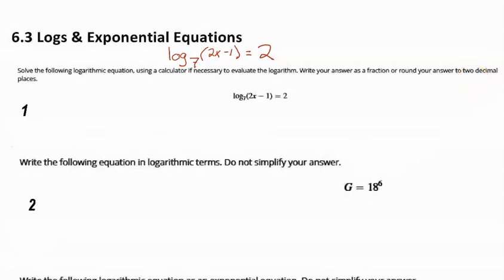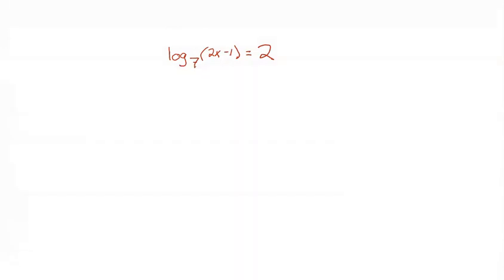Going into the practice now of 6.3, as we look at it, I'm going to use the whiteboard, and there is example 1. And again, what's the strategy? Well, it's basically when you see something like this in its log form, convert it to its exponential form.